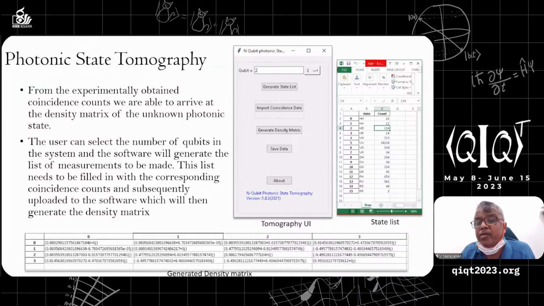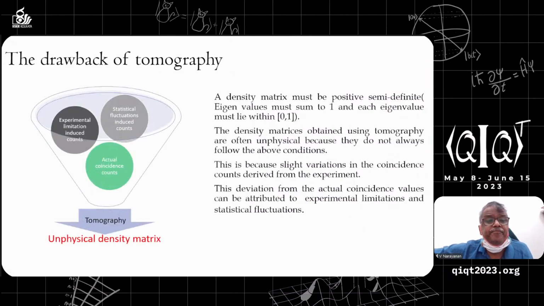If it is a 2-qubit state, it would be a 4x4 matrix. If it is a 3-qubit, it would be 8x8. And if it is a 4-qubit, it will be 16x16. So one can get the density matrix from the experimental projective measurements, which is basically the state tomographic technique.